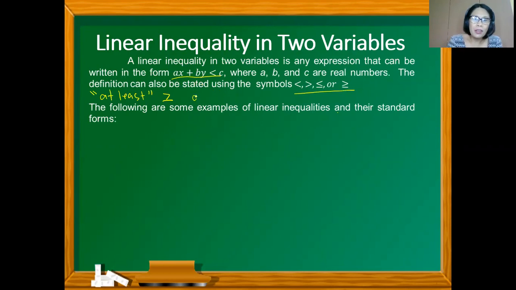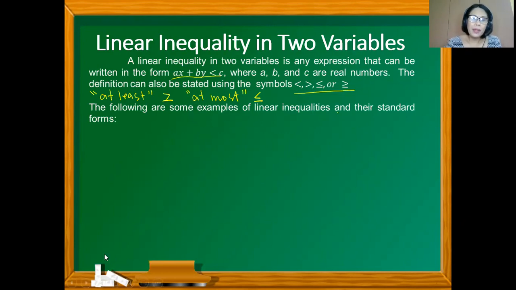On the other hand, you may encounter the phrase "at most." This is equivalent to the inequality symbol less than or equal to. So for example, for you not to be dropped in this school year, you should incur at most 10 absences. Meaning you should only incur a maximum of 10 absences, so less than or equal to 10 absences.